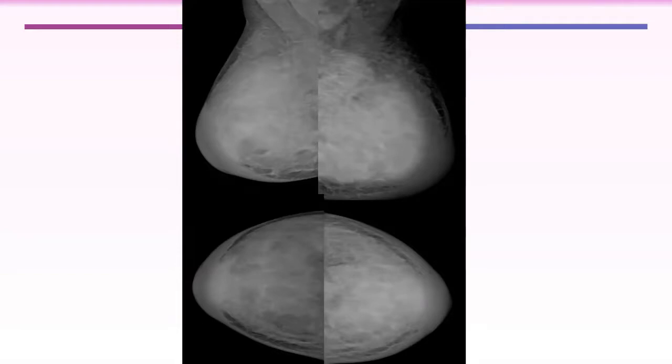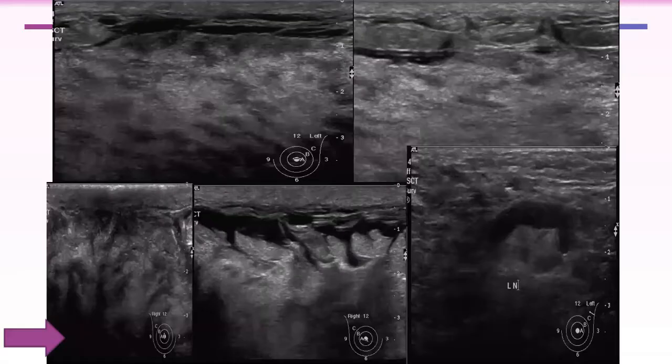What is next? I couldn't appreciate the fatty hilum within the lymph nodes. Okay. You have seen part of the lymph node, so you need to go for an ultrasound examination. Let me show you the ultrasound. What about the ultrasound?